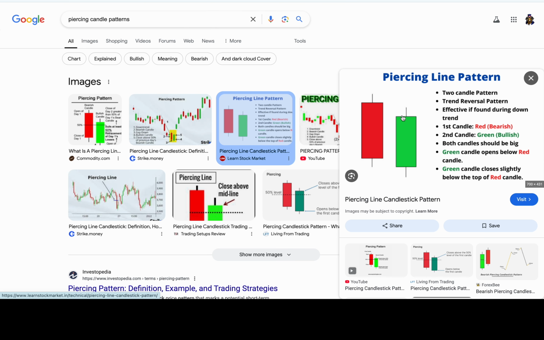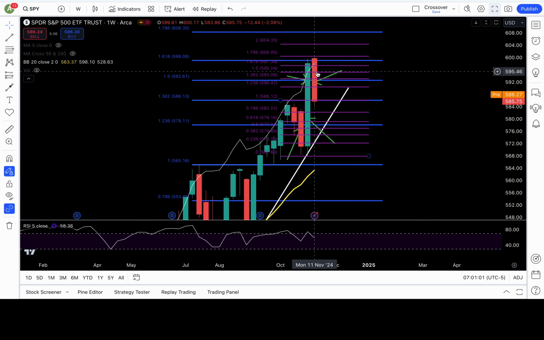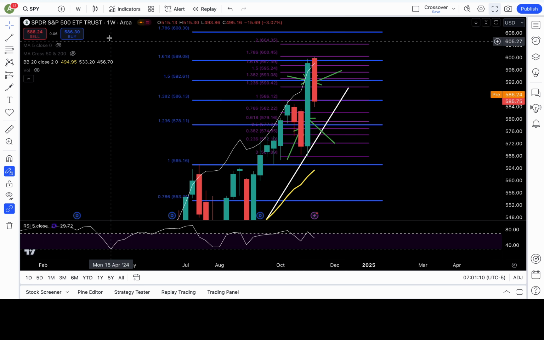Piercing line patterns look something like this, right? Looks something like this, except it's in reverse. This is a bullish one. But this is like the opposite of that on the weekly chart. This is a dark cloud cover candle. That's usually a bearish 2-candle pattern on the weekly chart. We'll see how it plays out, right?